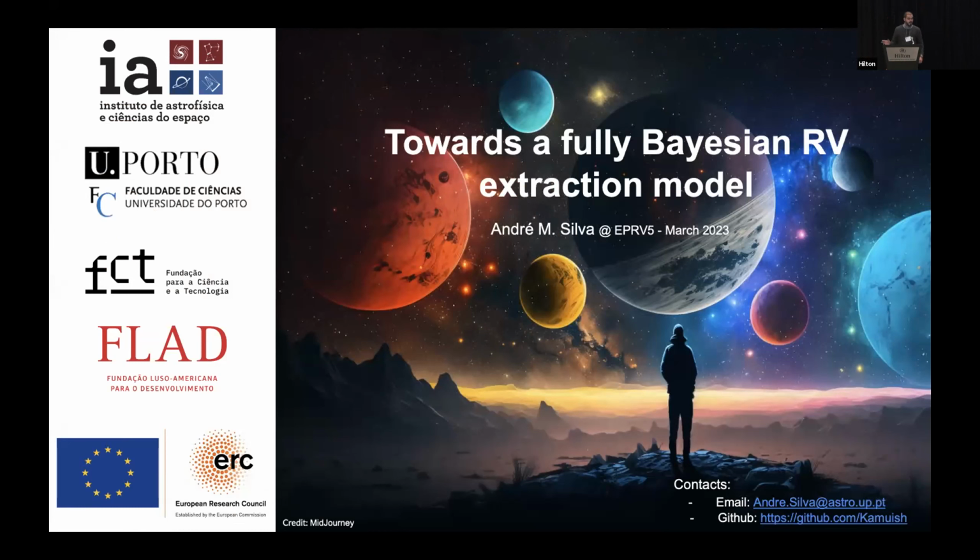Okay, so I'm André Silva, a final year PhD student in Portugal, in Instituto de Astrofísica e Ciências do Espaço. And today I'll be talking a little bit about our new model, which is a fully Bayesian radial velocity extraction model, present some of its first.